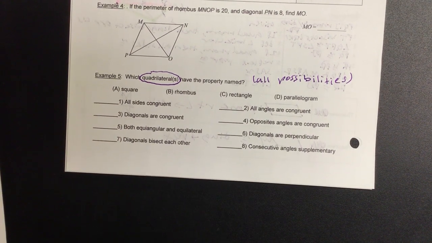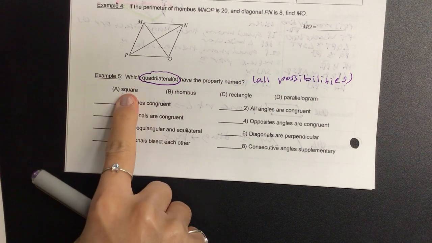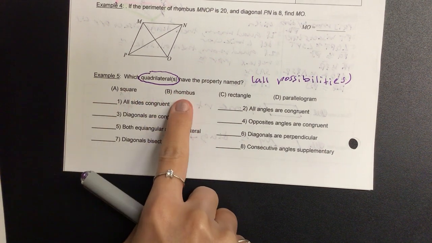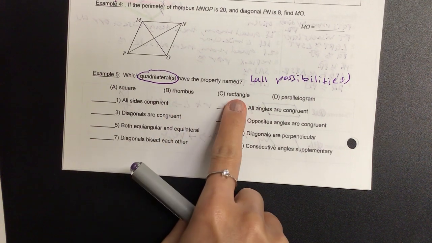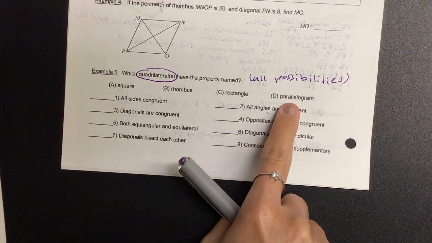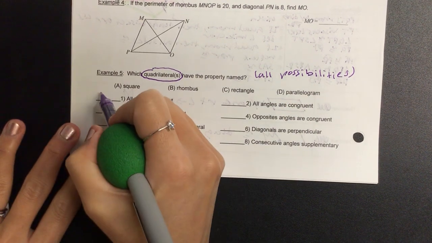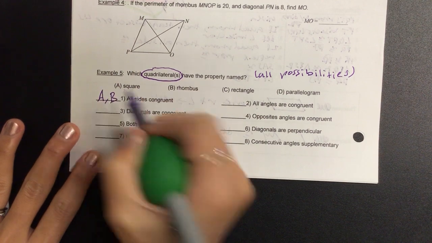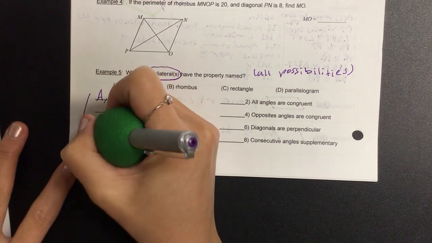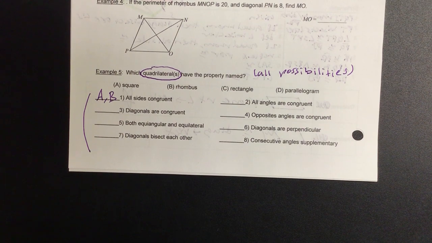So I'm going to model the first one. So all sides are congruent. Does square have all sides congruent? Rhombus have all sides congruent? Rectangle? No. Parallelogram? No. So just envision the figure and go, is it? If the answer is no, don't add on to it. So here I have A and B. Okay, with the partner, let's go ahead and finish. And I'll reveal the answer when you're done.